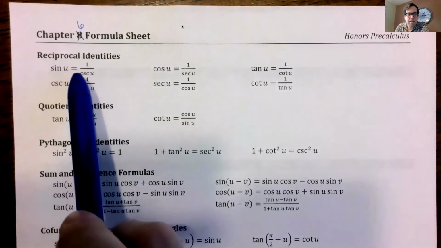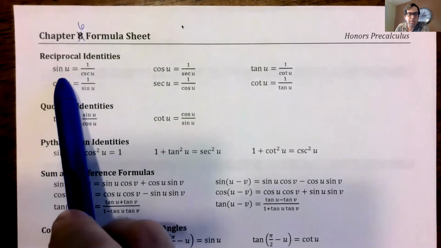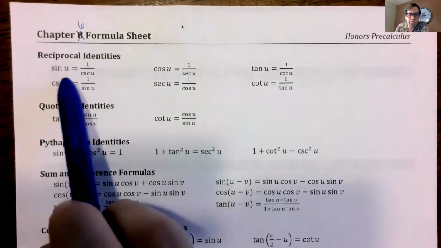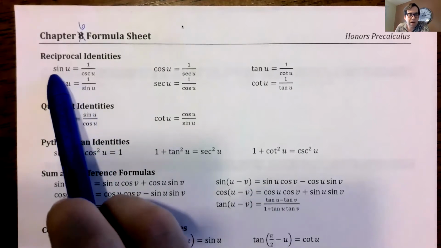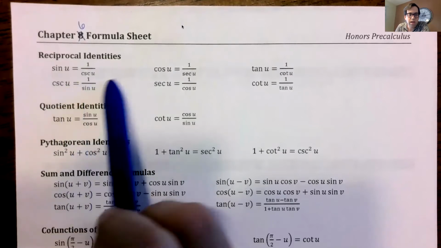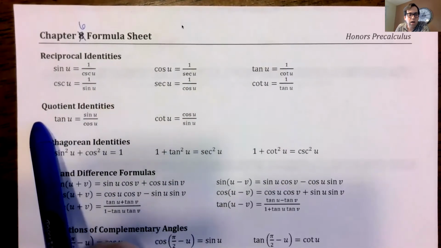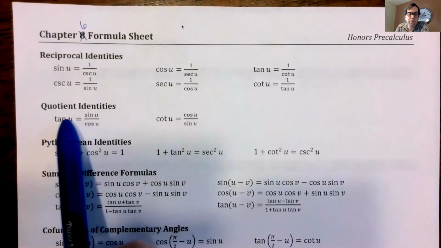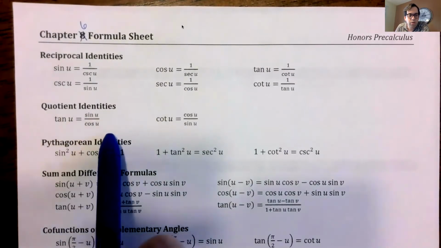The reciprocal identities, we really already know, right? All of these use u and sometimes v instead of theta, but we know that sine is equal to 1 over cosecant. Cosecant is equal to 1 over sine. We know these already. We've used these quotient identities before, you might not remember, but we've used these before as well, right?